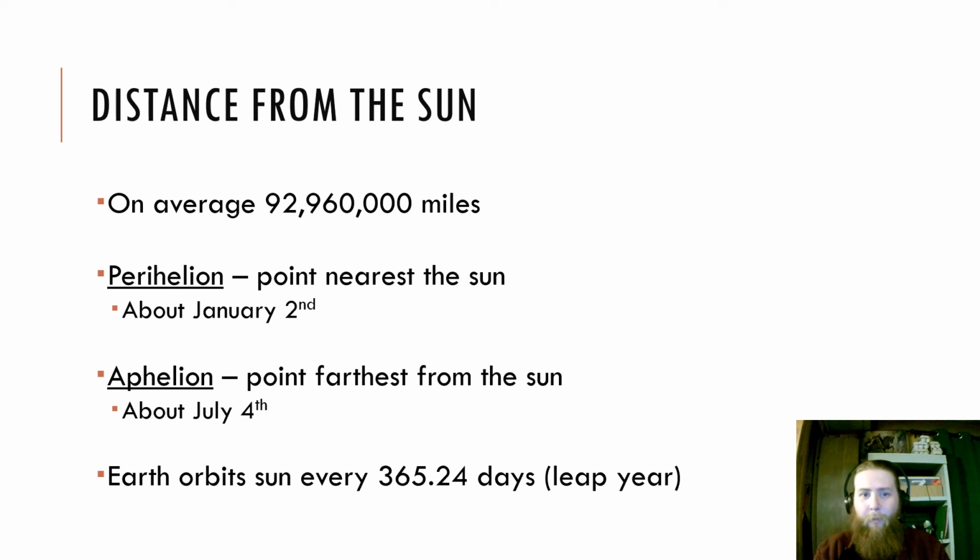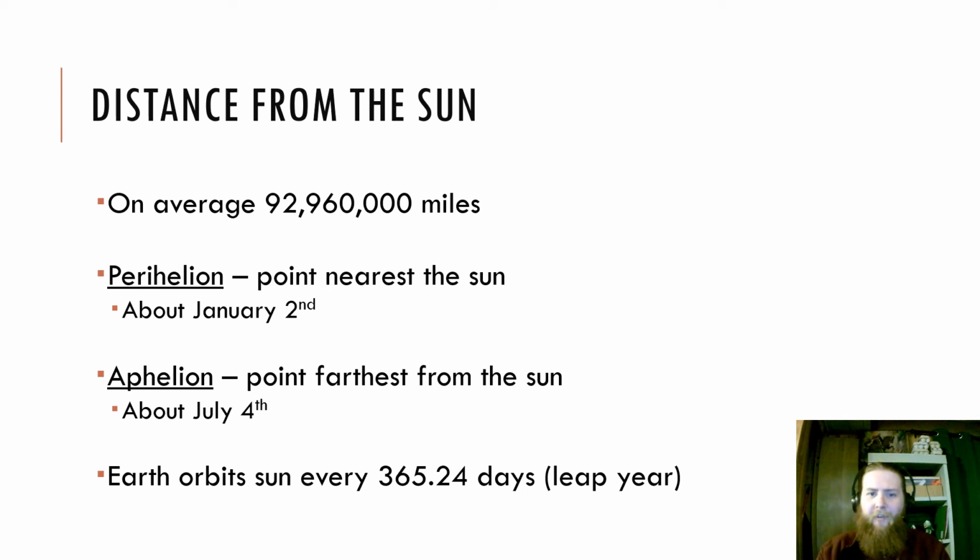We have a close point when we're closest to the sun. It's our perihelion. It's the point we're nearest the sun, about January 2nd, right in the middle of winter here in the northern hemisphere. And the aphelion, which is the point farthest from the sun, which is July 4th for us here in the northern hemisphere. It's kind of weird that the point we're closest to and farthest from the sun are the opposite of what we'd expect them to be seasonally.